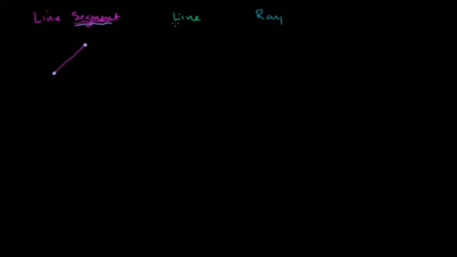A line, if you're thinking about it in the pure geometric sense of a line, does not stop. It does not have a starting point and an ending point. It keeps going on forever in both directions. So a line would look like this. And to show that it keeps on going on forever in that direction right over there, we draw this arrow. And to keep showing that it goes on forever in kind of the down left direction, we draw this arrow right over here.